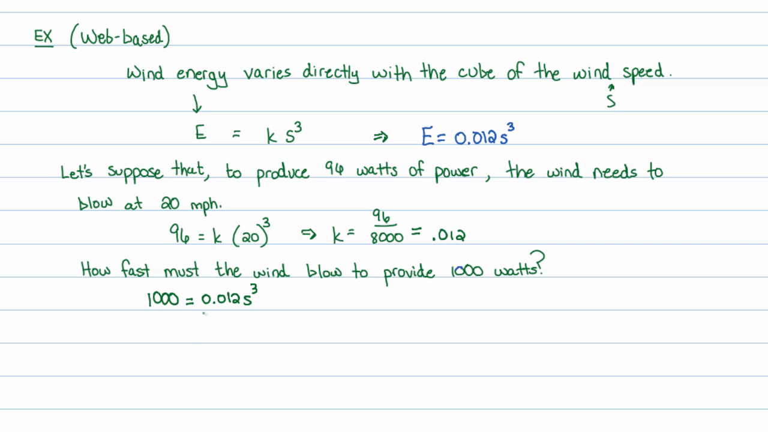So divide both sides by 0.012 and take the cube root, and you'll find that S is equal to the cube root of 1,000 divided by 0.012, which is not the proper way to write this. So using a handy dandy calculator, you can find out that this is equal to, I'm just typing into my calculator actually, I should have pressed pause, but I'm lazy. I get 43.7 roughly. Miles per hour.